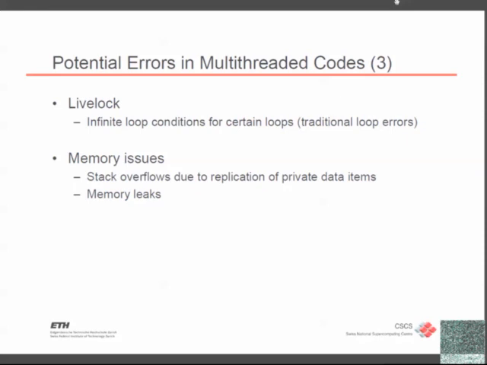The third set of errors, which I found and I put in here, are not necessarily specific to OpenMP, but you can see them in certain situations. One thing, people call it livelock. Essentially, it's an indefinite loop. So you may have in your while or do loop some conditions that apply to a certain number of threads where they go in that infinite loop and other threads wait forever.